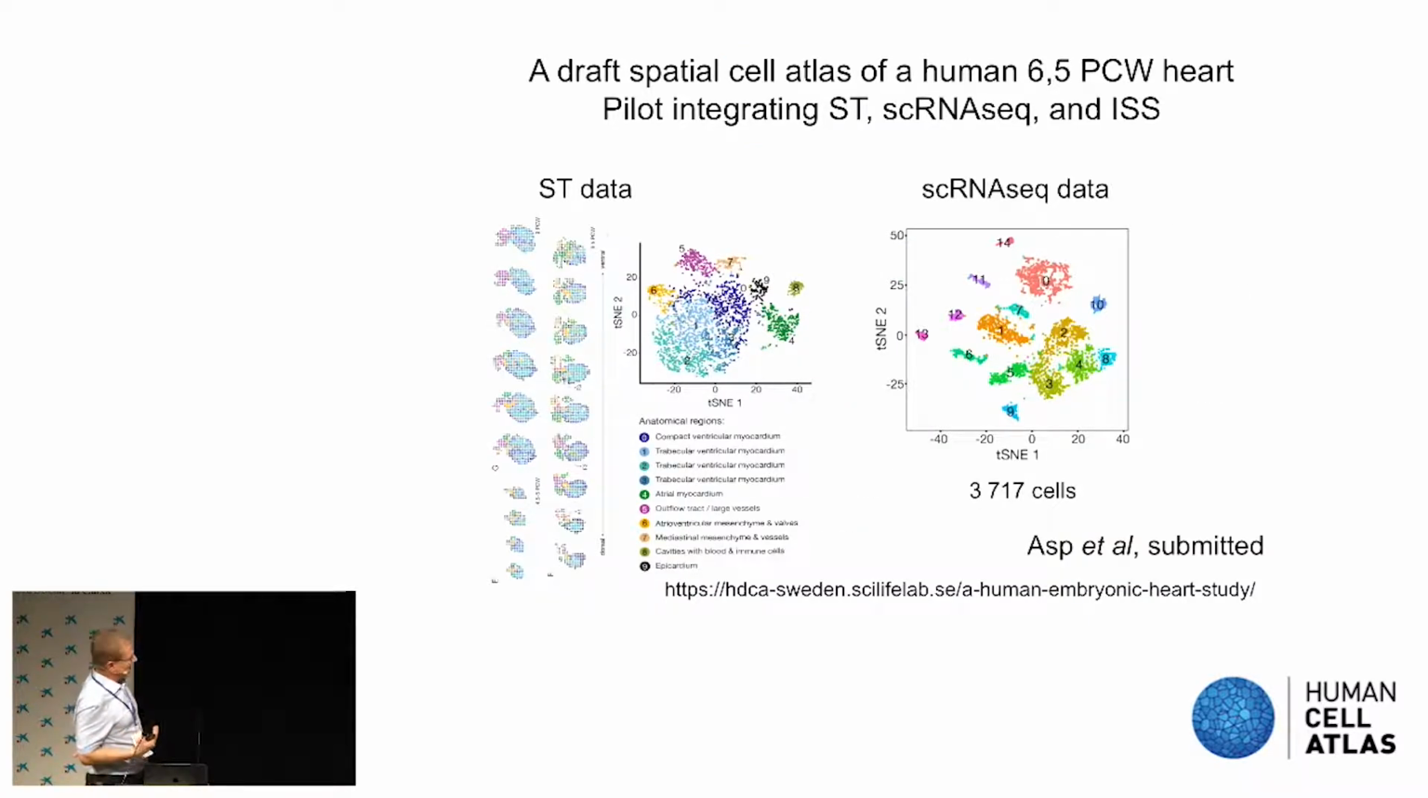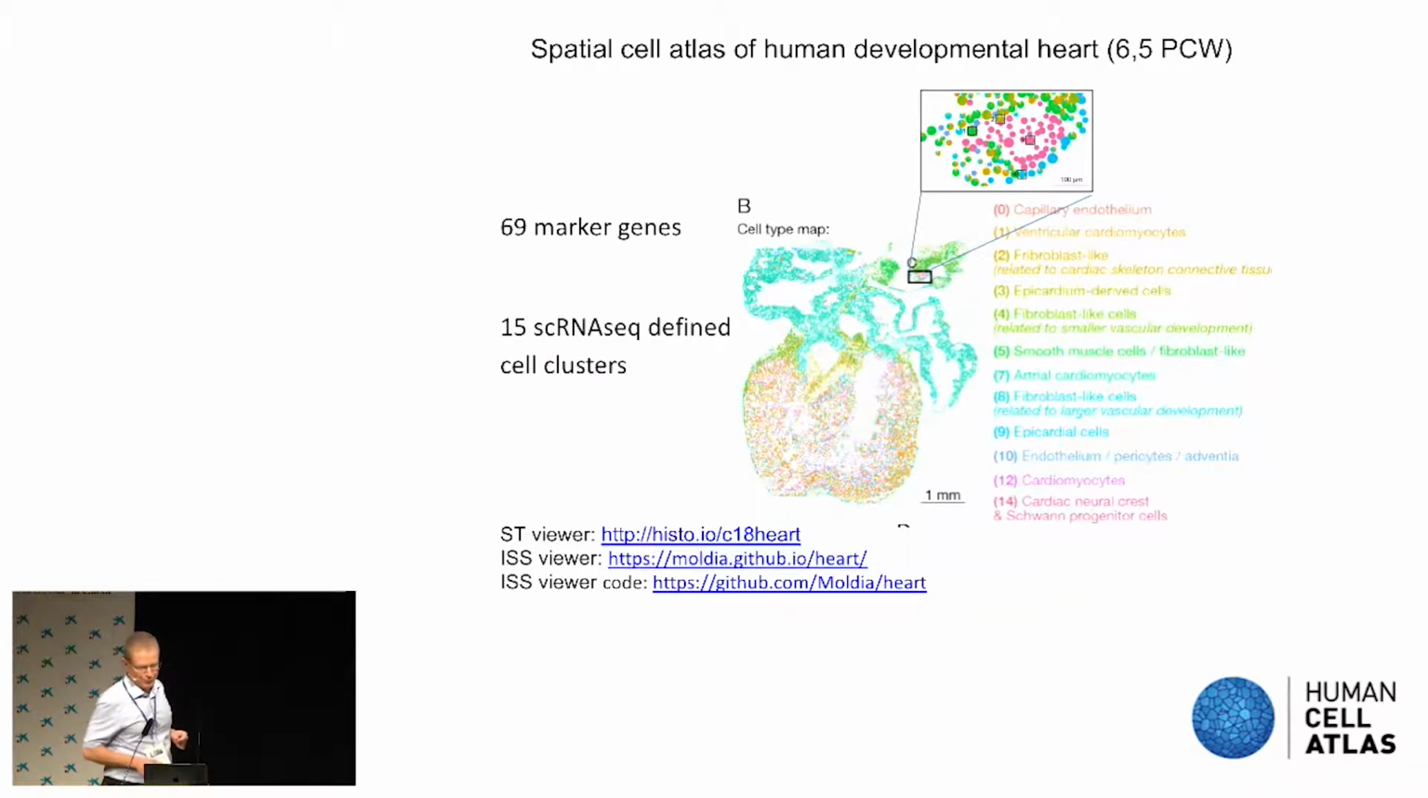As a pilot, we did a pilot to see that this actually works. We did spatial transcriptomics on 3 different ages of heart, and also generated shallow single-cell RNA sequencing from 1 heart, and used this information to develop a 69 marker gene set for targeted in situ sequencing. And that is enough to resolve the 15 different cell types that were defined by the single-cell RNA sequencing.